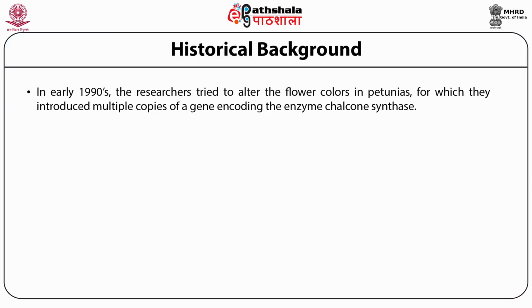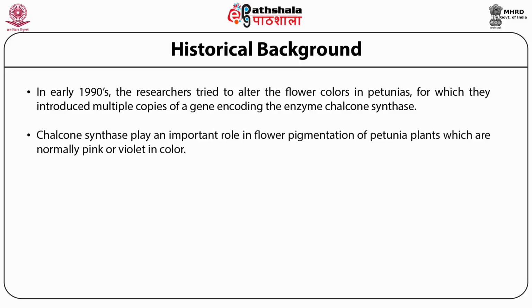The single-stranded antisense RNA molecules were simply introduced into plant cells, which subsequently hybridized to the corresponding single-stranded sense mRNA. In the early 90s, the researchers were trying to alter the flower color of Petunia albas by introducing multiple copies of the gene encoding the enzyme chalcone synthase. Usually, the color of petunias is pink or violet. The researchers wanted to increase the intensity of the color such that they could obtain darker color flowers, and the enzyme chalcone synthase plays an important role in flower pigmentation. So they thought by injecting multiple copies of this gene, they would be able to enhance the color.